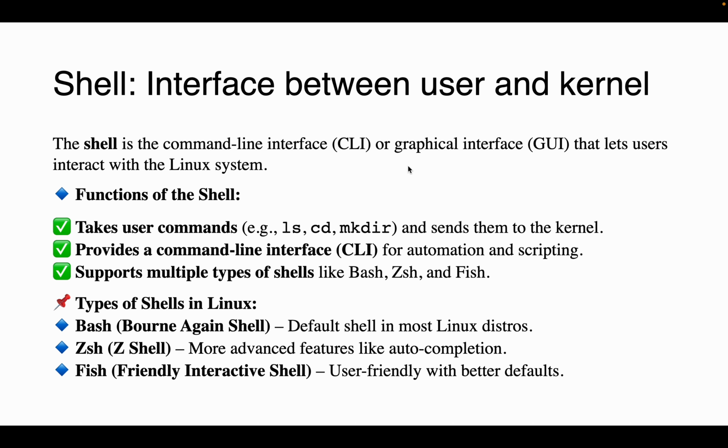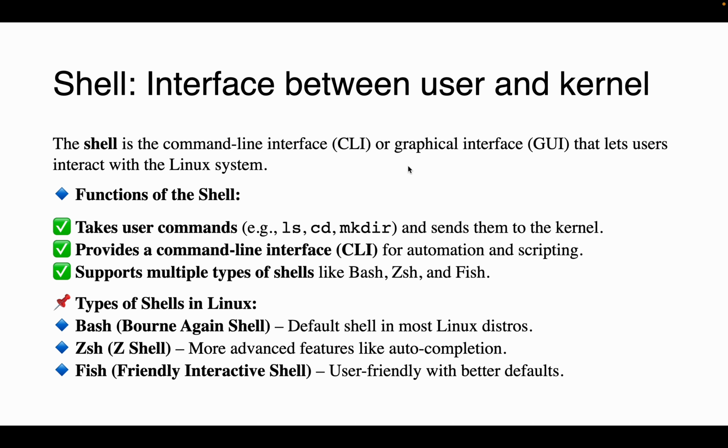Using the command line interface, commands are sent to the kernel. The shell provides a command line interface, CLI, for automation and scripting. It supports multiple types of shells like bash, zsh, and fish, as well as the Bourne shell and KSH. Different shells are there, such as bin bash.